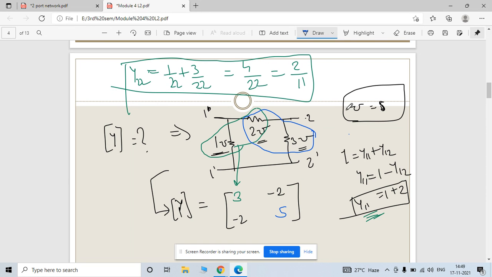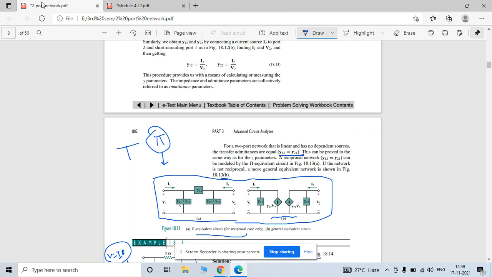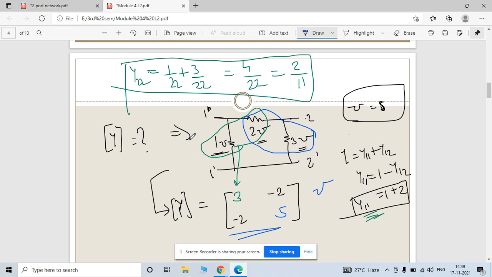And it should be Siemens for applying this concept. If it is in ohm, then first of all you have to take the reciprocal, that means convert that unit into Siemens or mho, then apply this concept directly. So these are the values of this y parameter, and its unit is mho. Okay, did you understand how we did this? We simply applied this concept directly in this formula. If I give you a 2-mark question, then solve it like this.